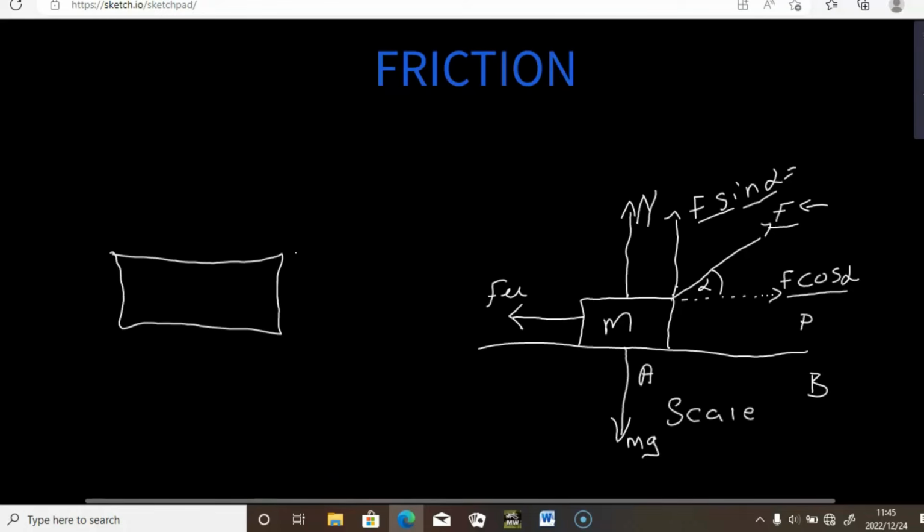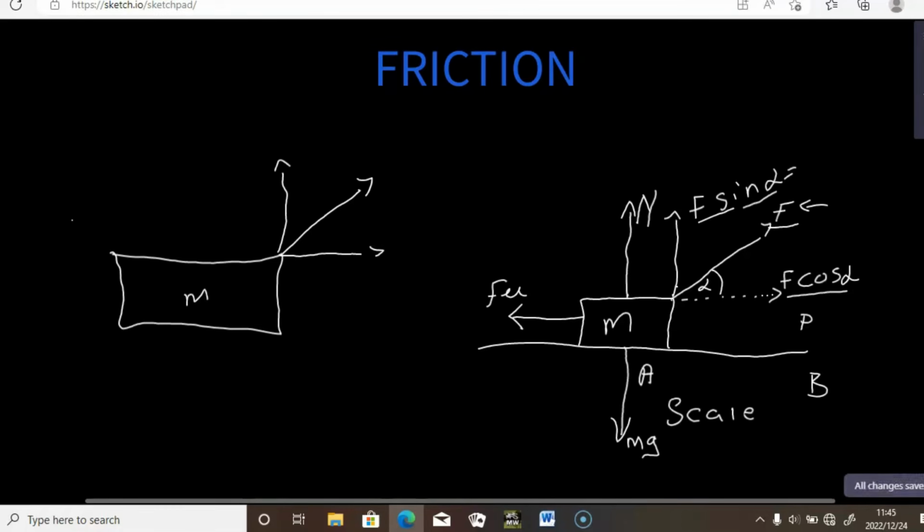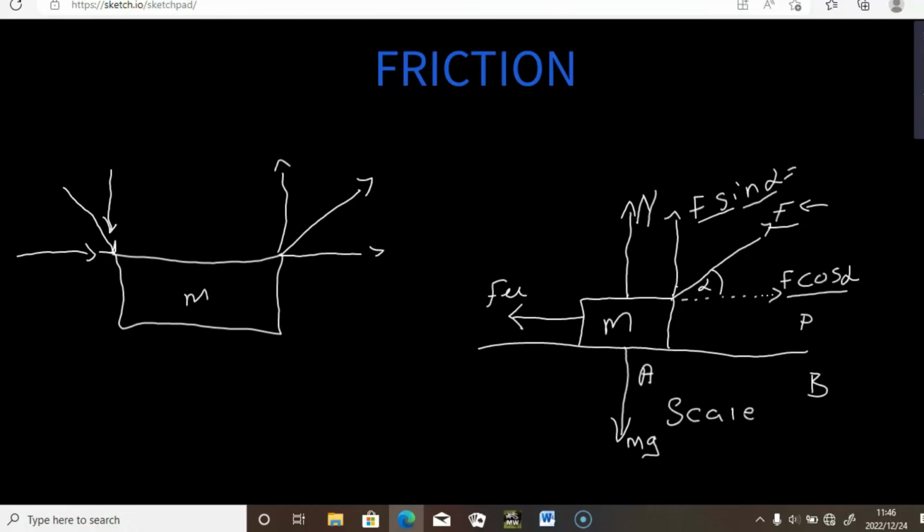If the component is like that, you can see that if we are pulling this block, mass M, it will be in that direction and it will produce a lifting effect as well. If it is in that direction, you can see it is traveling in that direction, it's a pushing, and it is also producing a force that is acting vertically downward.